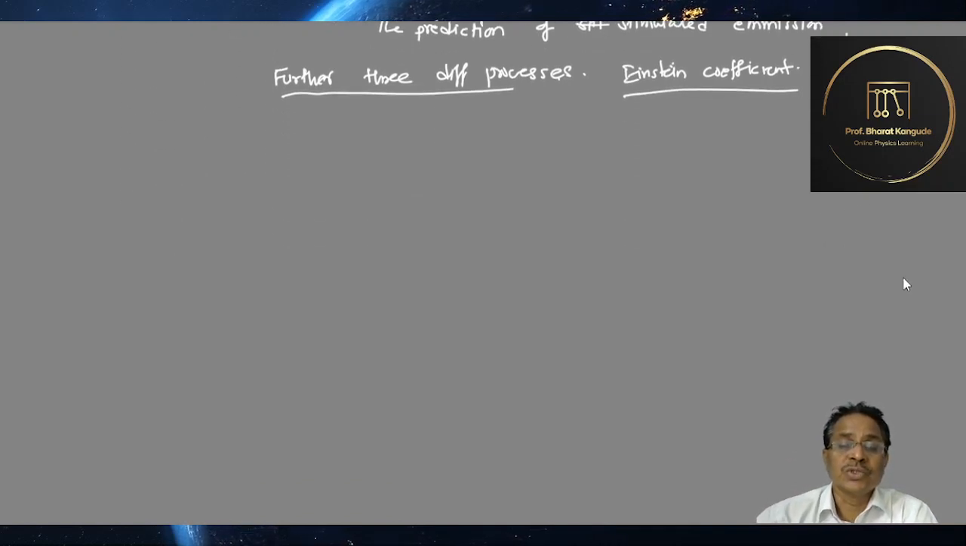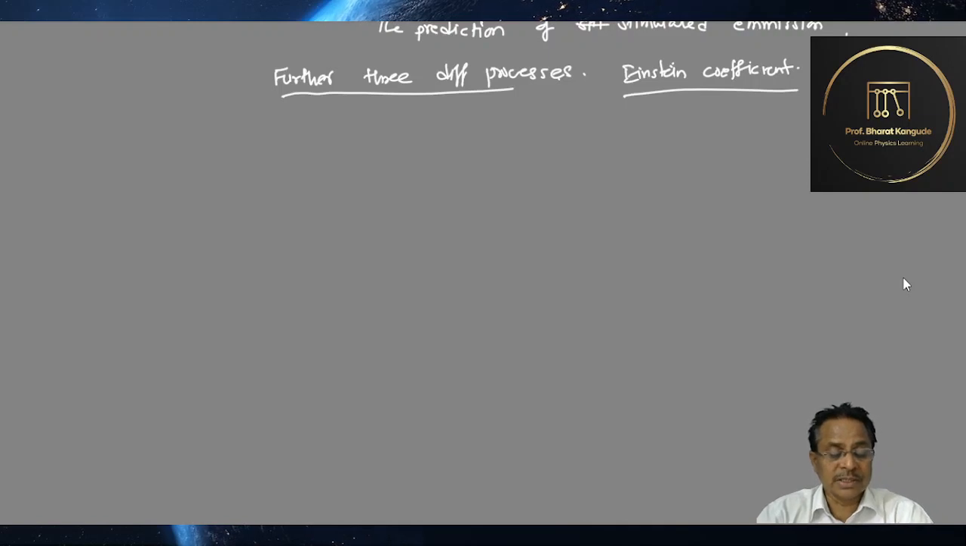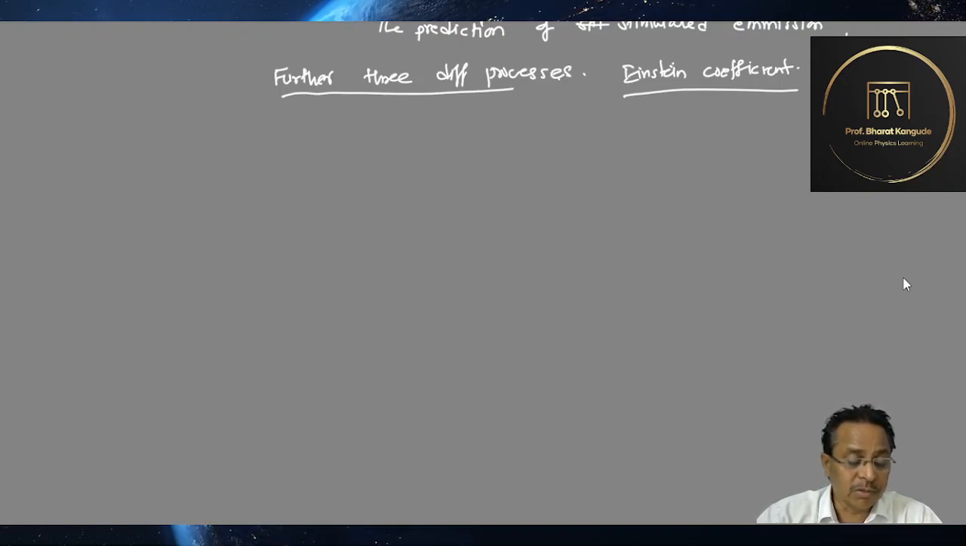Before that, we are going to see certain Einstein constants or Einstein coefficients for these three different types of processes: the first is absorption, the second is spontaneous emission, and the third is stimulated emission. How to arrive at these particular constants or coefficients is the point of discussion for this session. So as usual, consider two energy states denoted by E1 and E2.